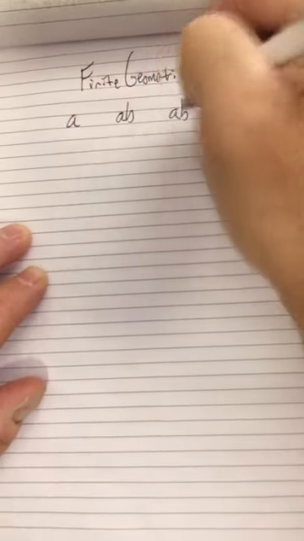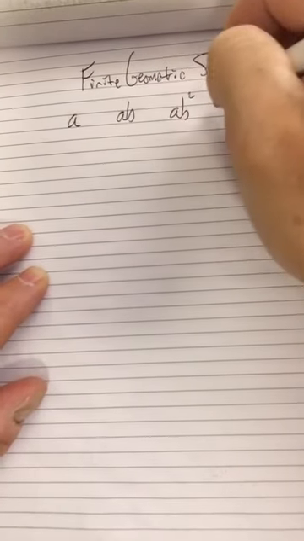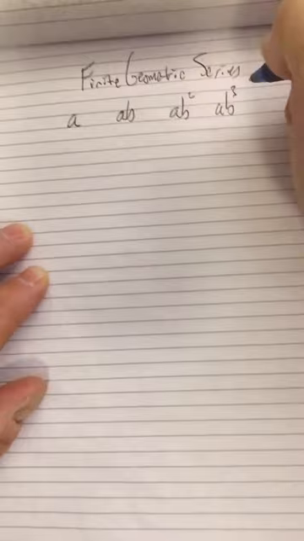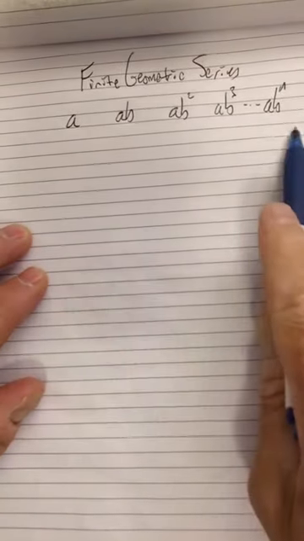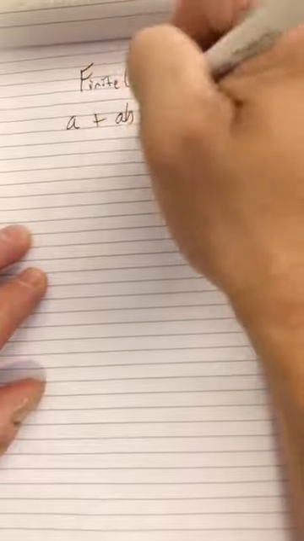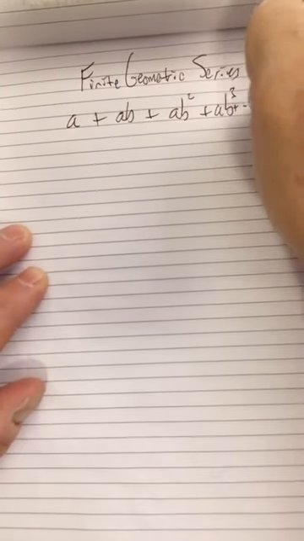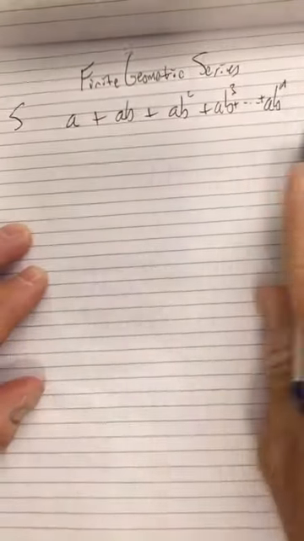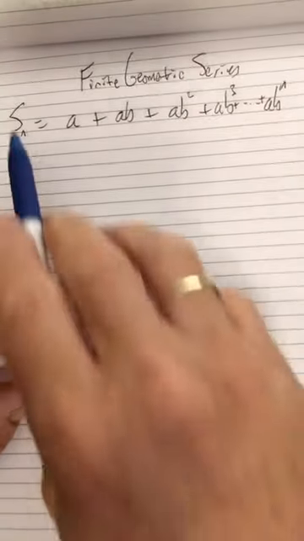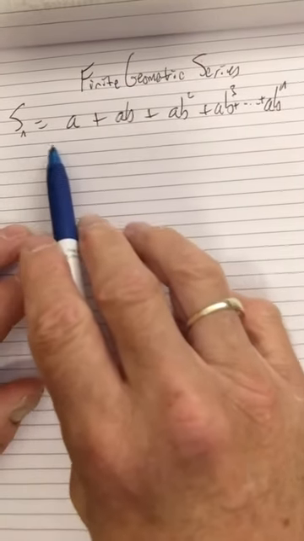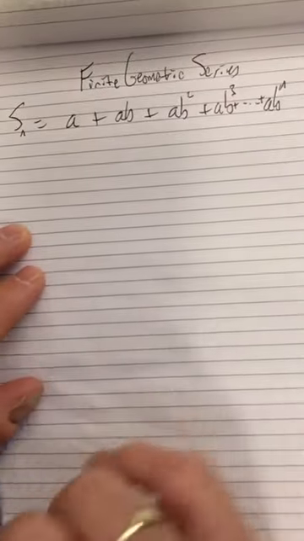Then to get the next one, I multiply by B again. B times B is B squared, and then B again. And I just keep going until I get to the last one. So this is a geometric sequence, but to make it a series, I add up the terms, all n terms, and that makes it a sum. I'm going to use S to stand for the sum that is the series. So the sum of the first n terms is the series that added up all the terms of that sequence.